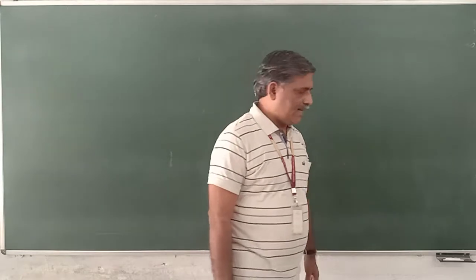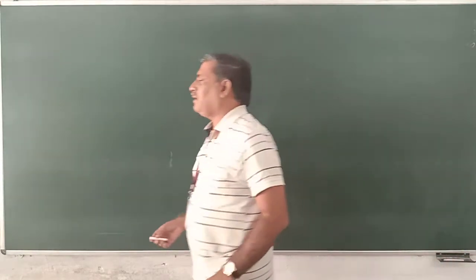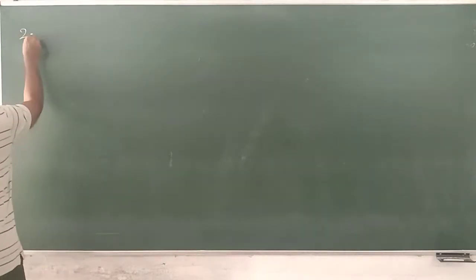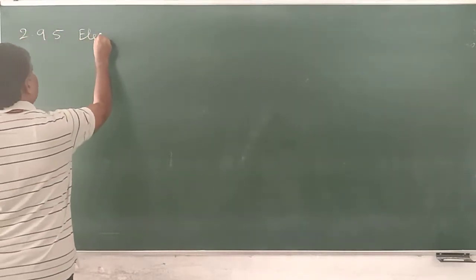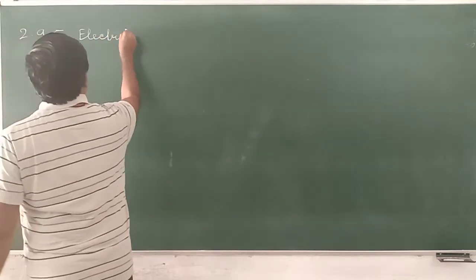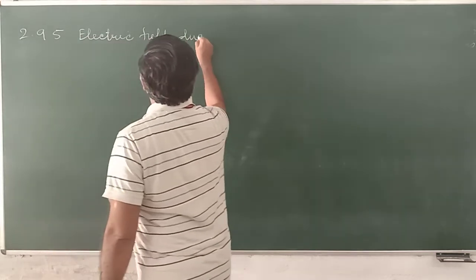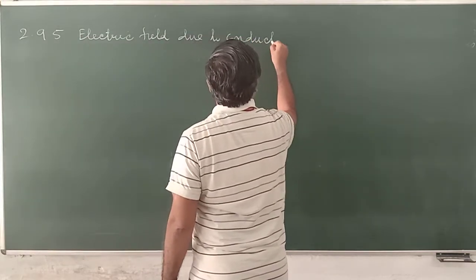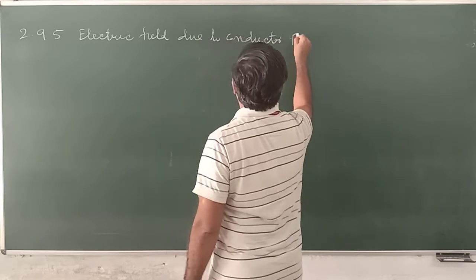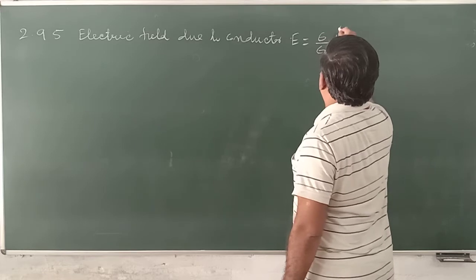Now we are extending this to the next one, that is 2.95. It is the electric field due to a conductor. E is equal to sigma by epsilon 0 n cap.